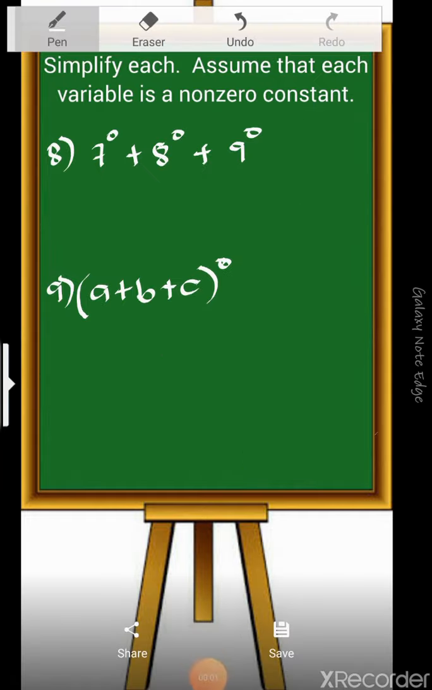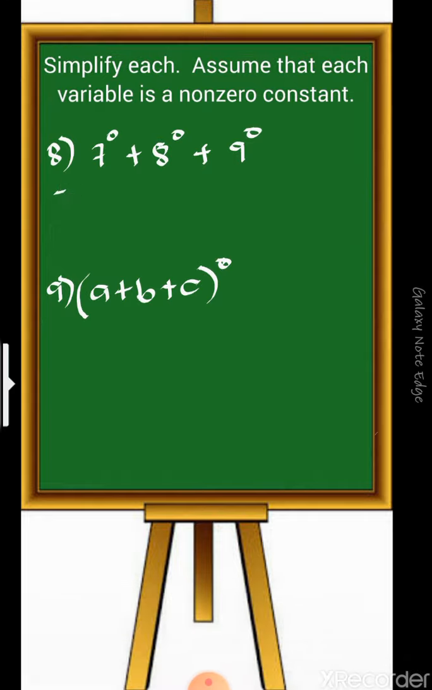For number 8 and 9, the property that we are going to use here is the definition of zero exponent. For number 8, we know that any number excluding 0, if the exponent is 0, the answer is always 1. So 7 raised to 0 is equal to 1. Copy the sign. 8 raised to 0 is equal to 1. And then copy the sign. 9 raised to 0 is 1. So the answer is 1 plus 1 plus 1 is equal to 3. So our answer for number 8 is 3.